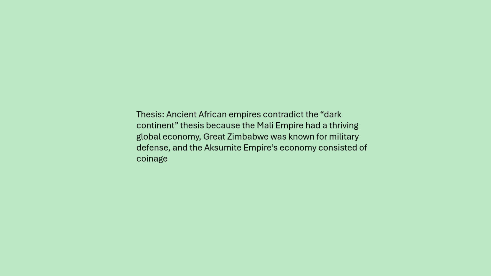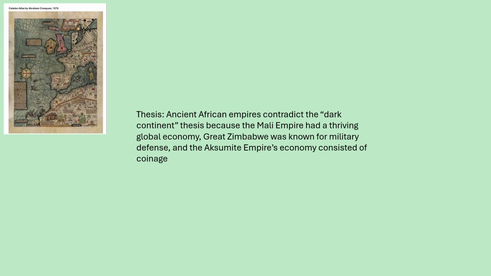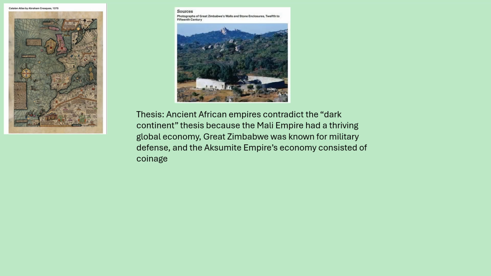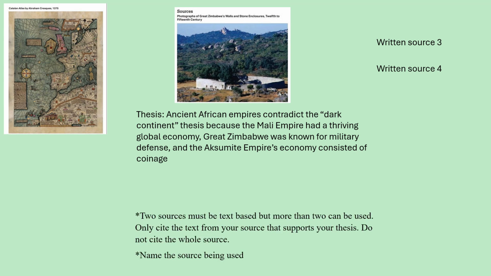Now for Unit 1, there really are not too many written sources, so we're definitely not going to use this assignment for Unit 1 because of the written source requirement. But if I was to complete this assignment for that unit, here we have the map that is depicting the Mali Empire. Here we have the image of the Great Zimbabwe structures, and then we would need a written source 3 and 4 because the directions are requiring you to have at least 2 sources that are text-based.